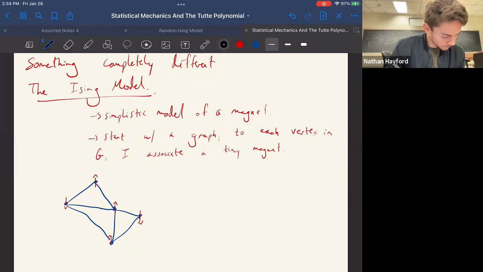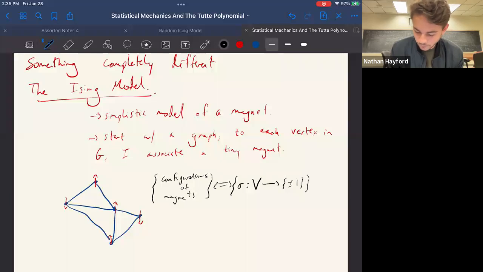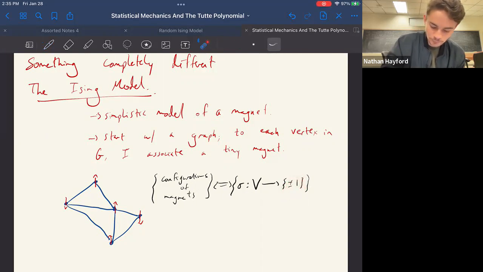And of course, the set of all configurations of these magnets is equivalent to the set of all maps sigma from the vertex set into the set plus or minus 1. You can think that the set of all maps like this are just assigning to each vertex whether or not the magnet points up, which would be +1, or points down, which is -1. I'm going to call this set sigma, because we're going to use it later.